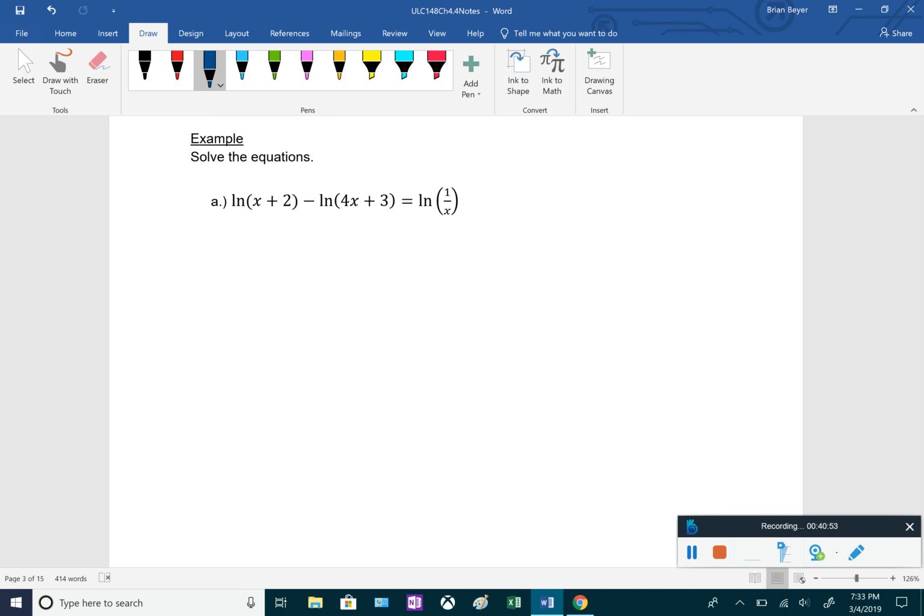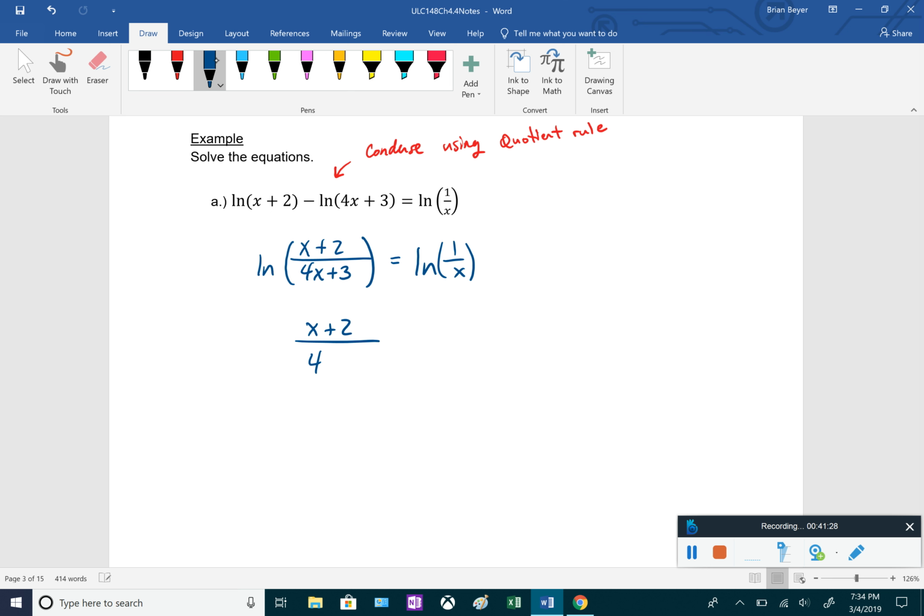So that means on the left-hand side, we need to condense this using the quotient rule. So to condense this using the quotient rule, it's going to be ln of x plus 2 divided by 4x plus 3. And we know we needed the quotient rule because it was being subtracted, right? So it's going to be equal to ln of 1 over x. So now we have the same log on both sides with nothing else being multiplied on it. So what we can do is drop the log, and then we're left with x plus 2 over 4x plus 3 equals 1 over x.